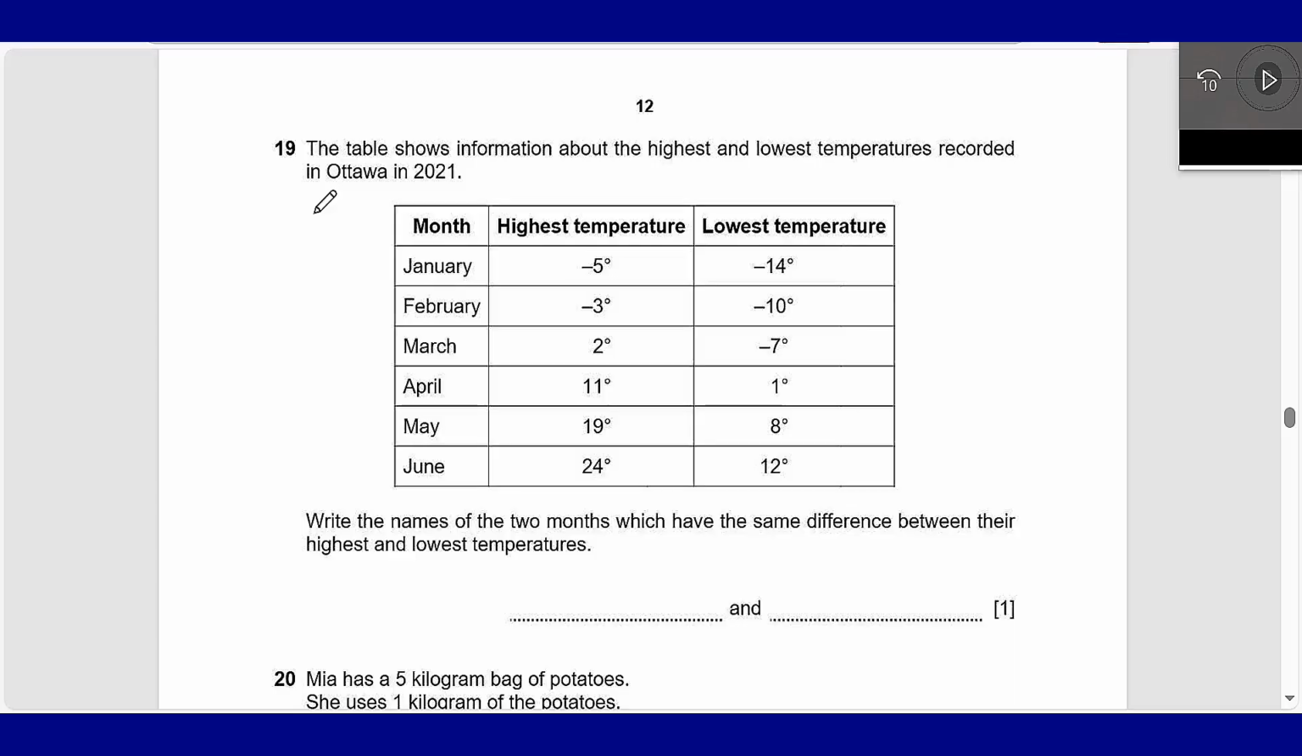Okay guys, now we are at number 19. The table shows information about the highest and lowest temperatures recorded in Ottawa in 2021. Month: January, February, March, April, May, June. Highest temperature is given and lowest temperature. Write the names of the 2 months which have the same difference between their highest and lowest temperatures. Time is given.